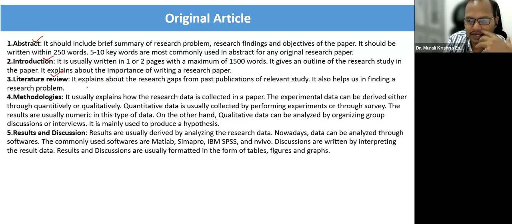Whatever gaps you have identified, you pick some 5 to 10 articles about your research area and write about what they have done and what is going to be improved in our research. Whatever methods and methodologies and equations you have, you write them, and at the end you have results and discussion, then conclusion and references.